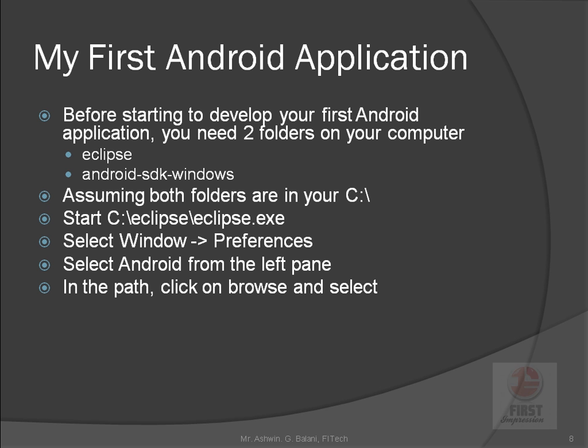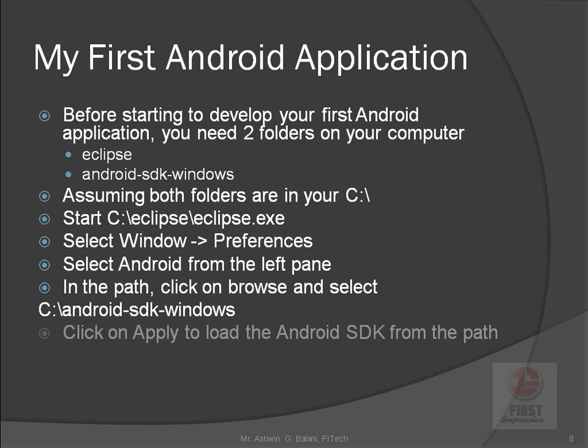and on the right hand side you will be getting a path. You have to click on that path Browse button and select C drive/Android SDK Windows. As you click on Apply, the Android SDK will be loaded from that path inside Eclipse.